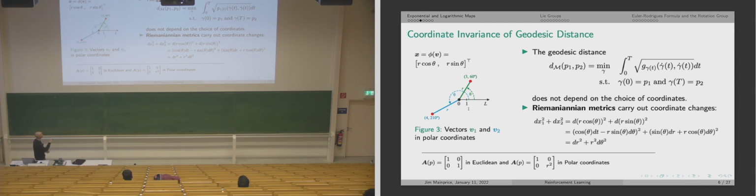but instead of being the identity, it is a function of the radius. So how far you are from the origin, R. Okay. So if we define geodesics to behave in a particular way, then the Riemannian metric tensor will include the change of coordinates if we change coordinates, and the geodesics will not change themselves.